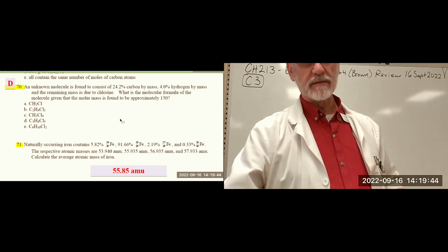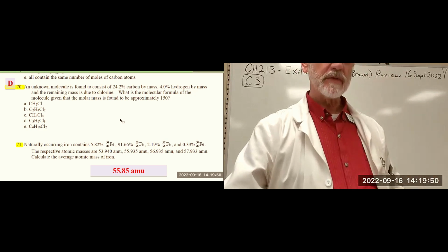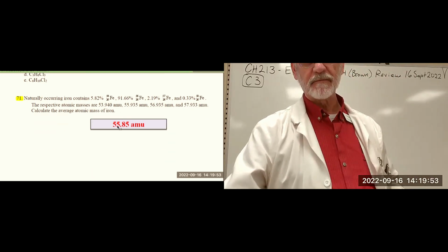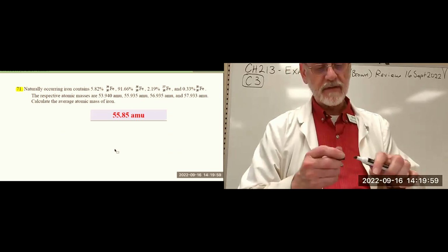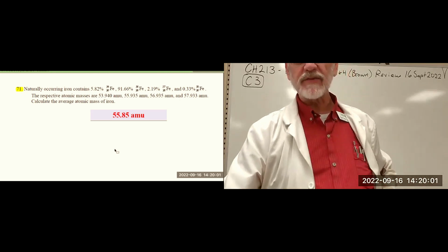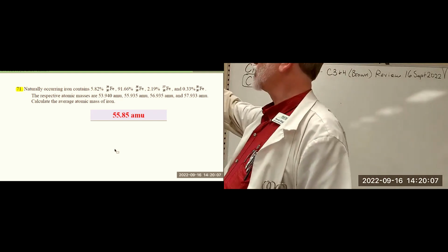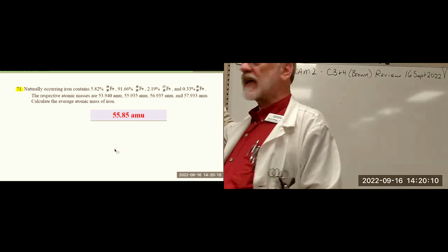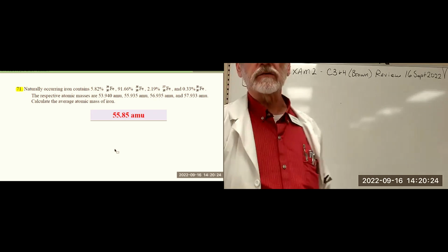We're not going to do 70. That's an empirical and molecular formula problem. 71 is calculate the average atomic mass for iron if you have certain percentages of those isotopes. And in this case, you're actually given the actual values for the isotopes here. So you don't have to use these numbers, you use those numbers, right? This one's that one, that one's that one, and just do that calculation.